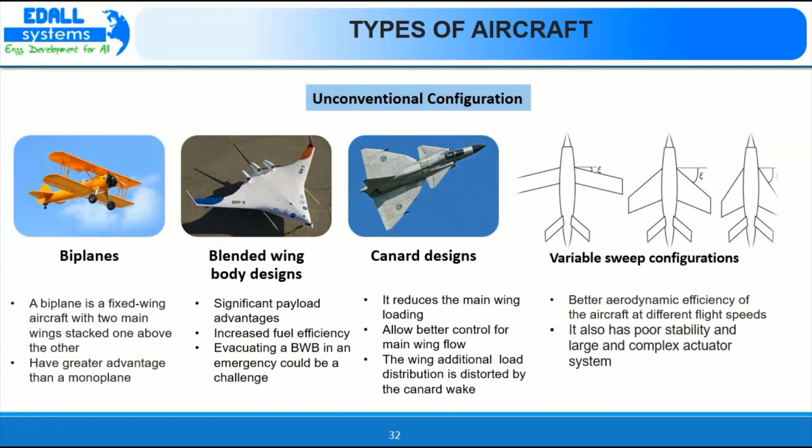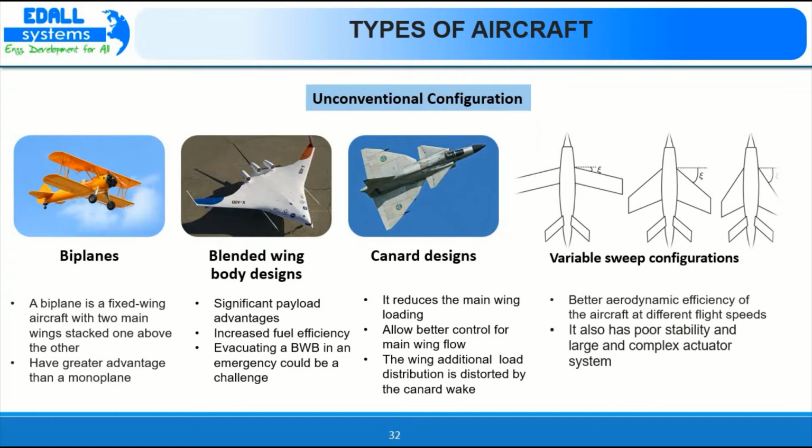Then we have blended wing body designs, which give us significant payload advantages and increased fuel efficiency, but then again we have a disadvantage that evacuating a blended wing body in an emergency could be a challenge. We can see the design of this kind of aircraft, a single body aircraft in which the fuselage, wings and engines are all placed inside one single body. Such a body provides excellent advantages for payload carrying, but evacuating this kind of aircraft in an emergency would be very dangerous.